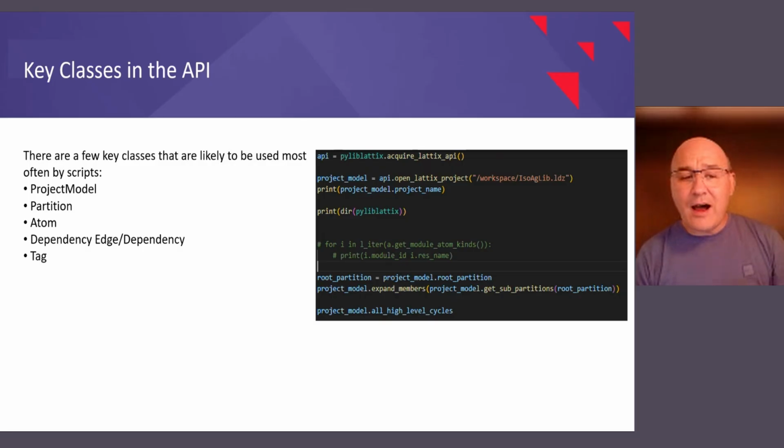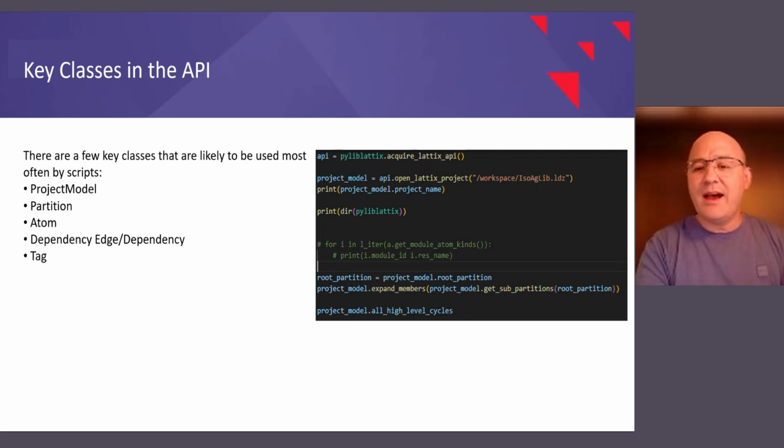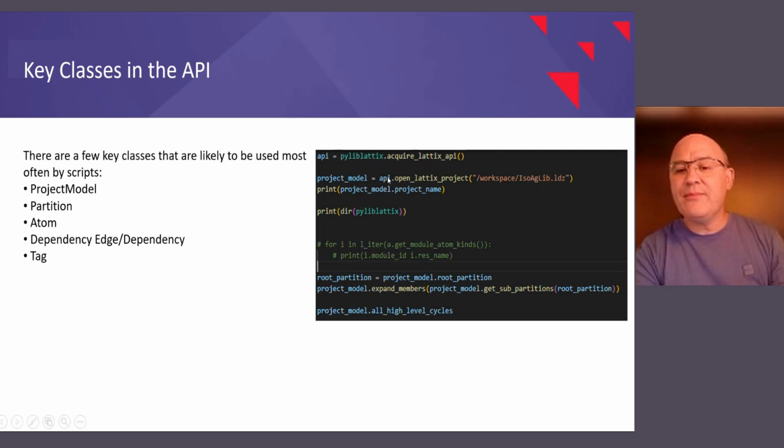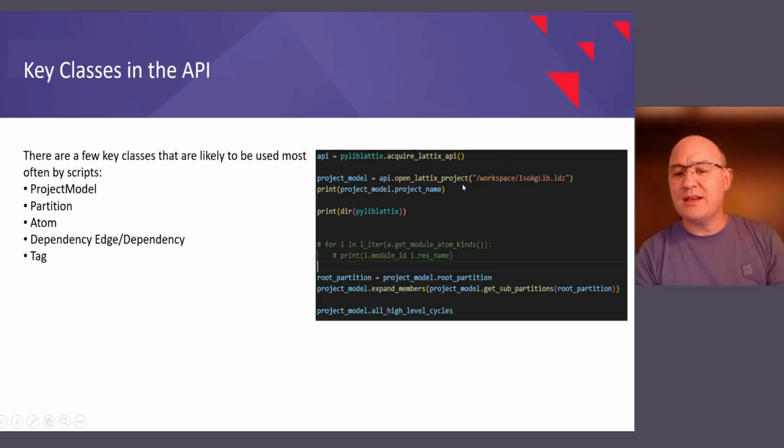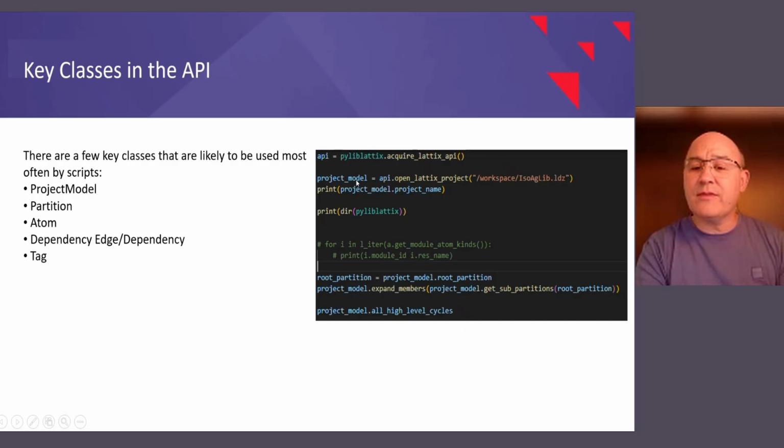Well, there are 5. Firstly, the project model. So the project model gives you access to the entire project data, and you can see how that is used here. We have pyliblattix, acquire Lattix API call, and that is then stored in API as an object. You can then call API methods by api.openLattixProject and assign the return of that invocation to the project model.